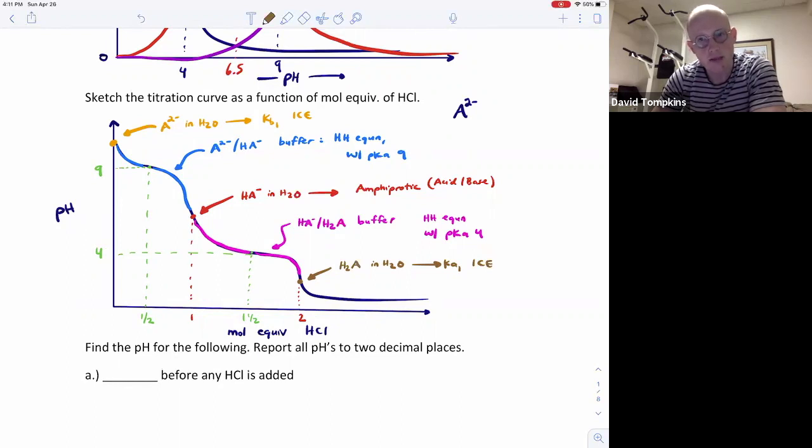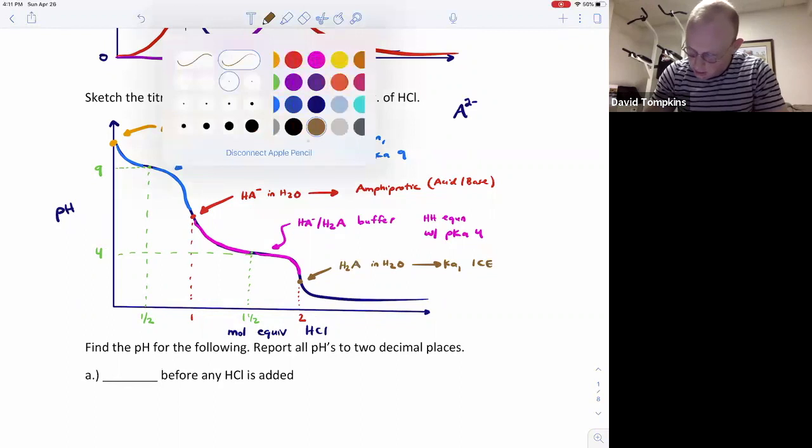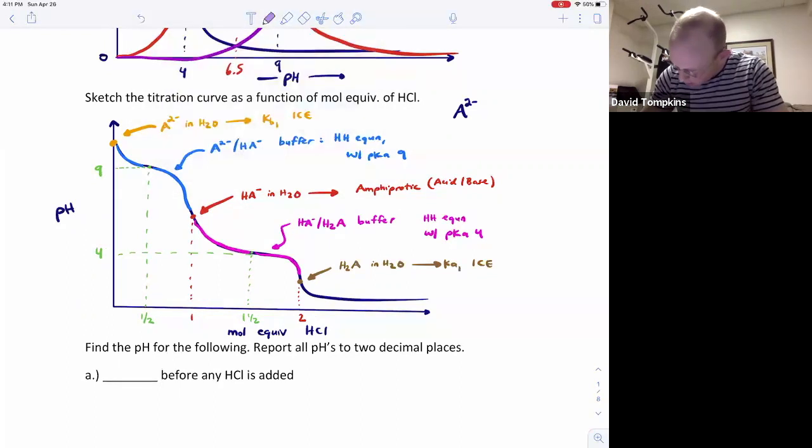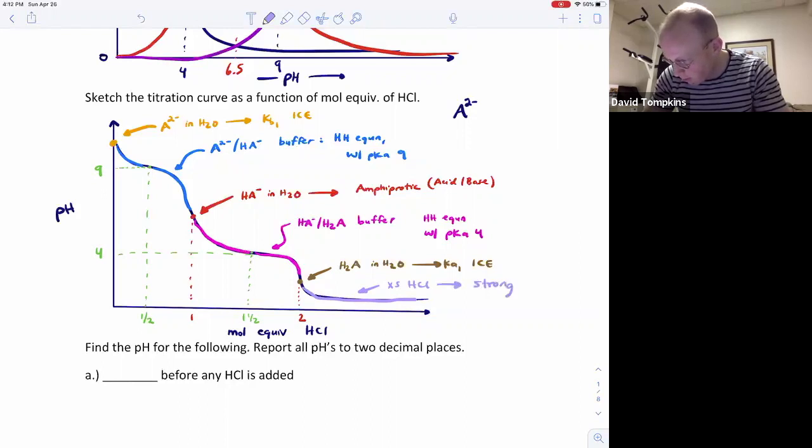If you keep adding base, or acid, sorry, titrant, period, if titrant is added beyond the final equivalence point, then it's going to give you some very acidic pH down here. And now we have excess strong acid. And that's when you're going to do simply a strong acid problem, where you ignore any weak analytes. So you ignore, for example, the weak acid.